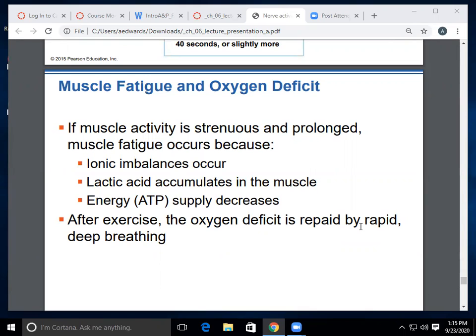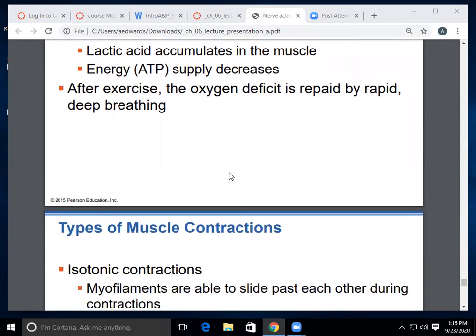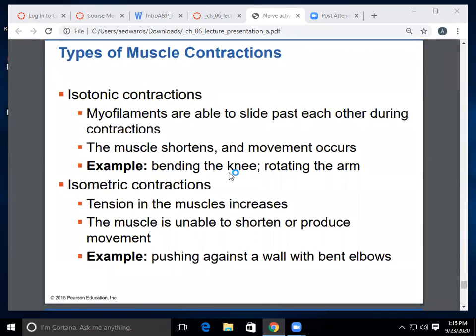And so once you finish exercising, you repay the oxygen deficit, okay? And how do you do that? Breathing deeply, right? When you finish, I'll go out and try to run a few miles in the morning, and by the end of it, I'm breathing pretty heavy. And you think that's just because you're tired, but that's really your body's way of getting oxygen in so you can get your ATP so you can recover. Okay, let's talk a little about different kinds of muscle contractions.